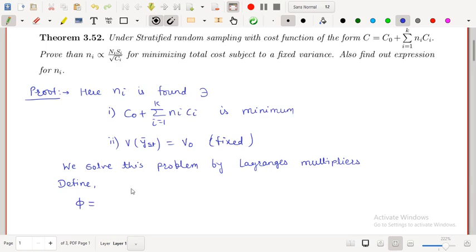So phi is equal to whatever we have to minimize, we have to write here. So here we have to minimize the total cost. So write down total cost here, C0 plus summation i running from 1 to k Ni Ci, plus take lambda as constant of Lagrange's multipliers and write out this condition. Write down this condition by equating it equal to 0, means send this v0 to this side, then this will be equal to 0. So variance of y bar st minus v0.